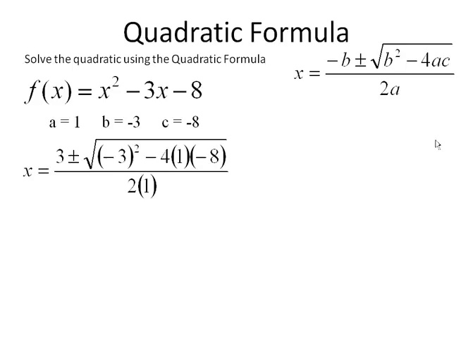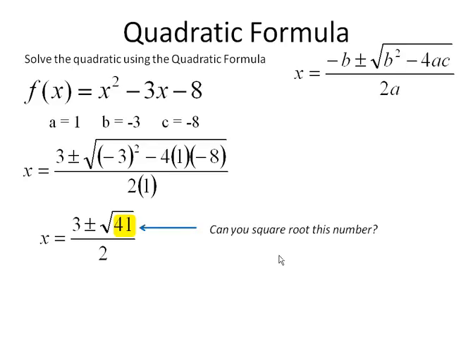Remember, the main thing that you need to get right is the discriminant, which is everything underneath the square root. And once I simplify, I get 3 plus or minus the square root of 41 over 2. Let's look at the discriminant more carefully. Can you square root this number? No, because 41 is not a perfect square. Therefore, we're done with our solution. And the number and type, according to our chart, is that we have 2 irrational roots.